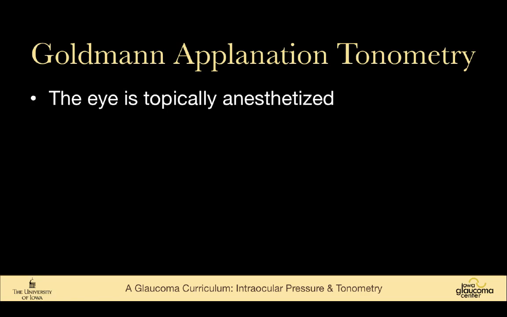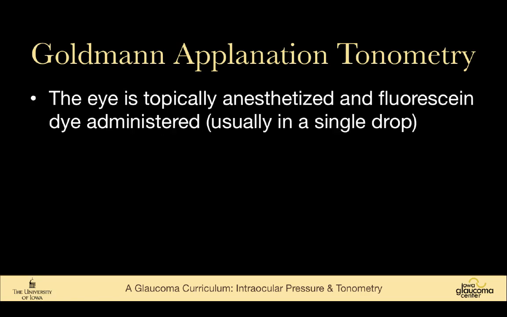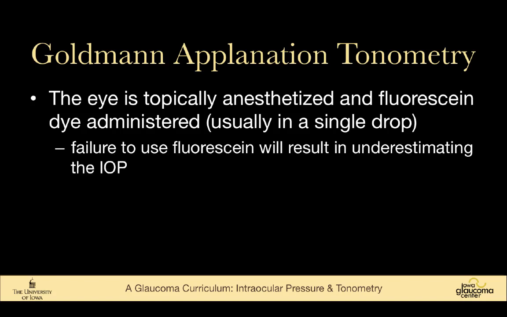So to perform this, the eye is topically anesthetized and fluorescein dye is administered, usually in a single drop that has both anesthetic and the dye. Failure to use fluorescein will result in underestimating the intraocular pressure. So one can still see Mires, the little half circles, but they will not be wide enough to get an accurate intraocular pressure.